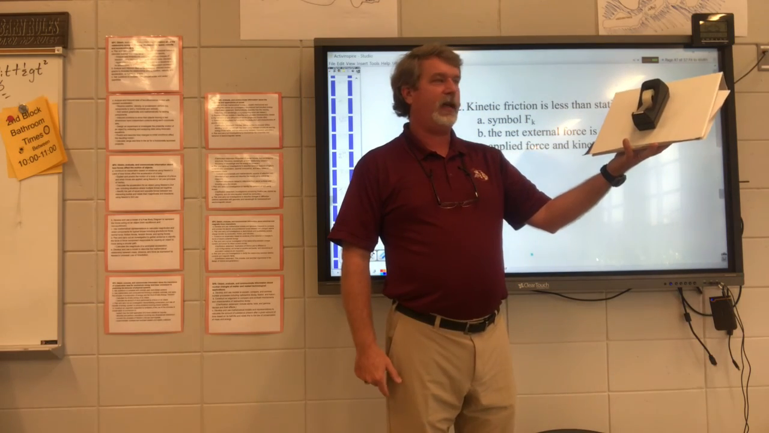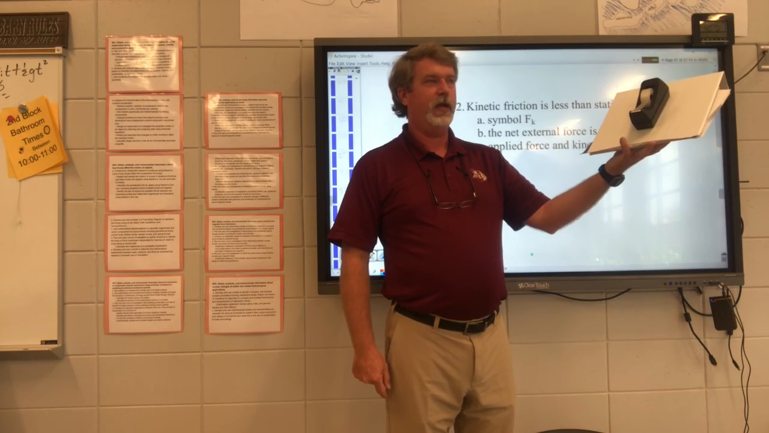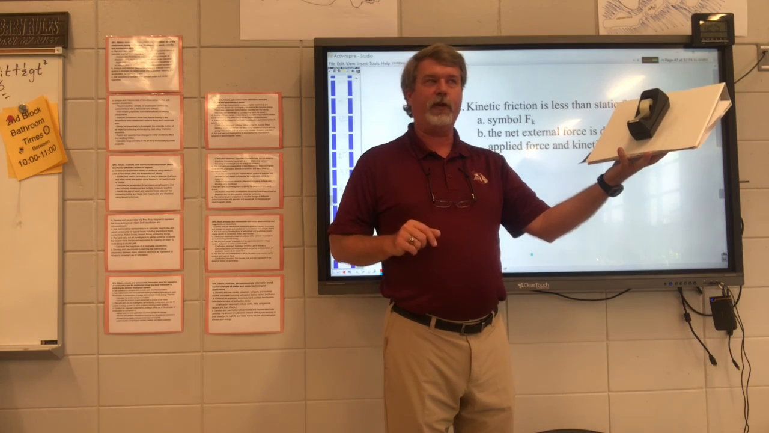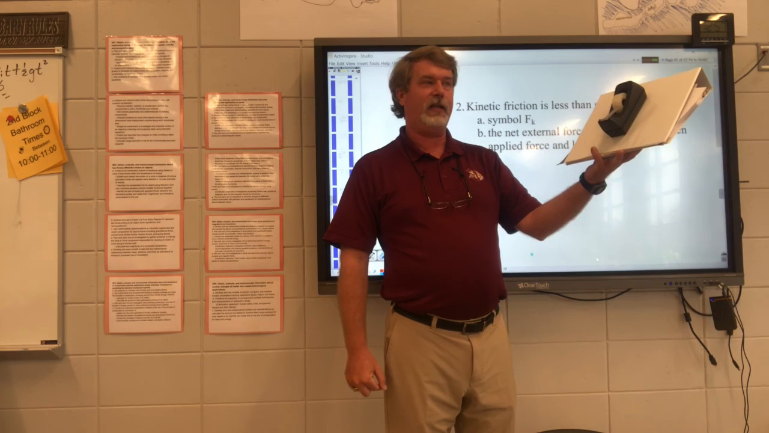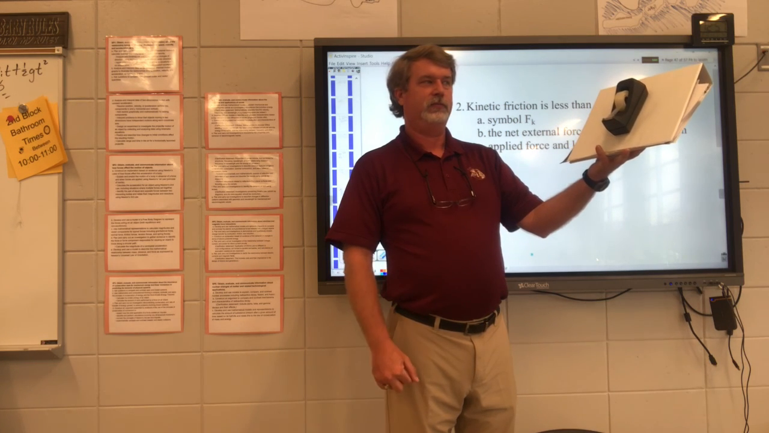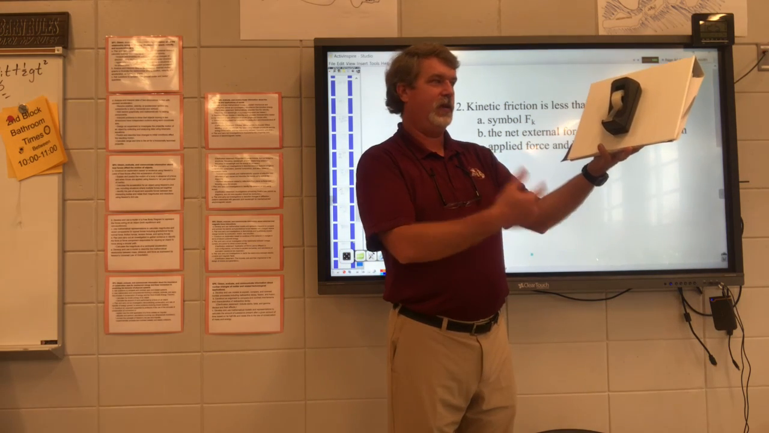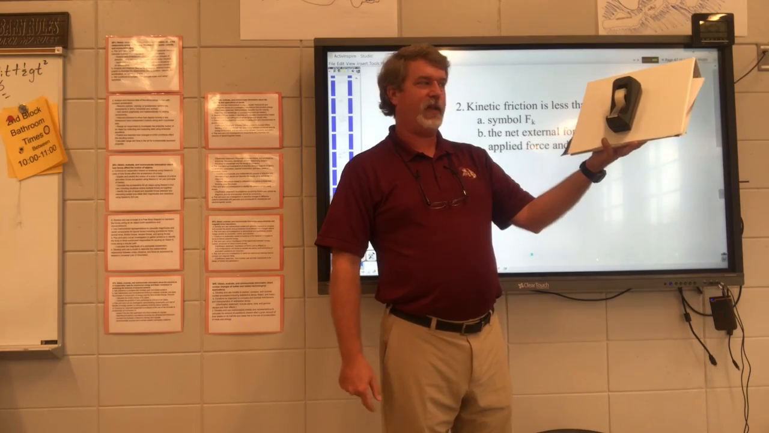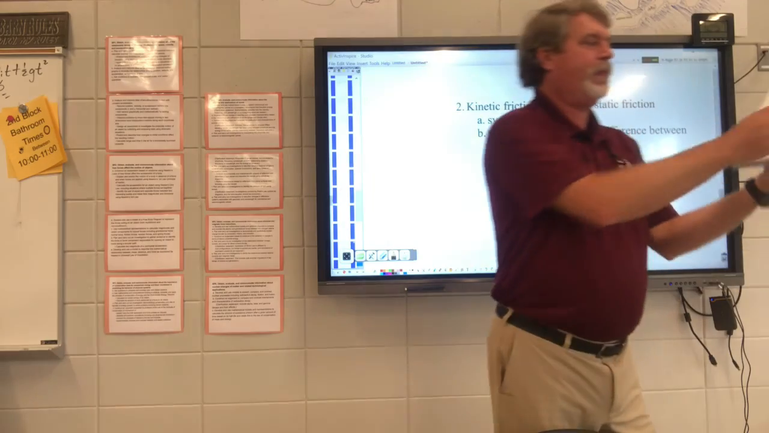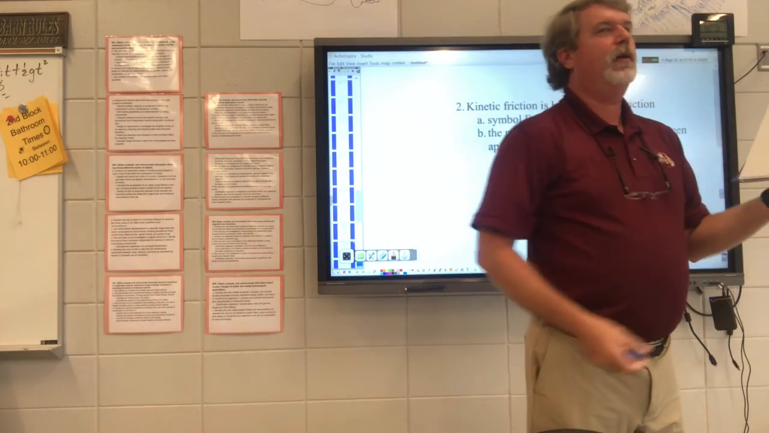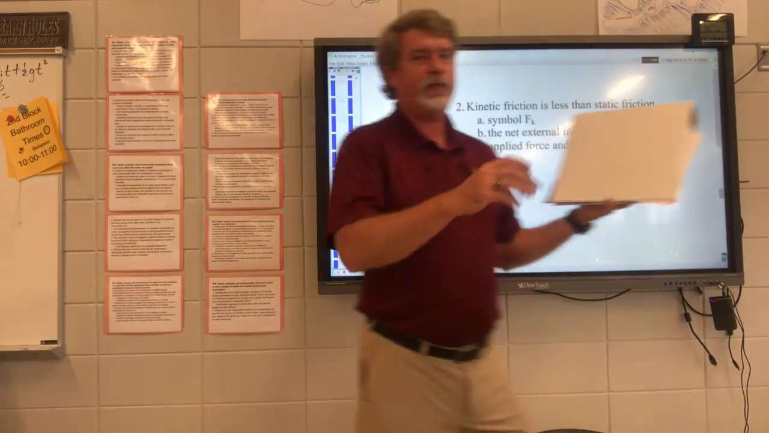Why is this not sliding? Because friction. Since it's not sliding, it's a certain type of friction called static friction. Now, static friction is more than kinetic friction. This has got a lot of static friction. How much static friction does this have? Not much. Now, why is there a difference between those two frictions?